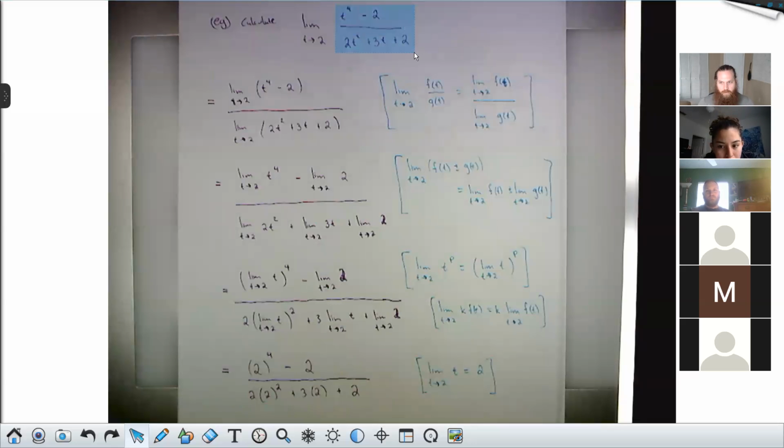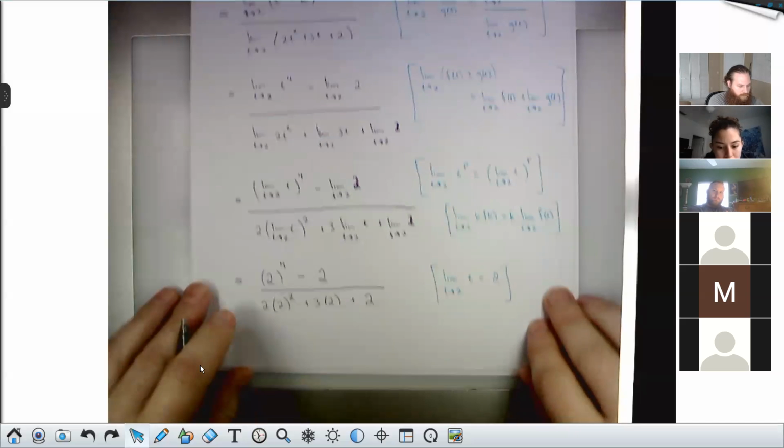This is a rational function. It's a ratio of 2 polynomials. As long as the bottom isn't 0, you don't need to do all this. You can just plug in. And as long as the thing down here isn't 0, that's going to be the value of the limit. So let's finish this up. Let me go ahead and write down our answer.